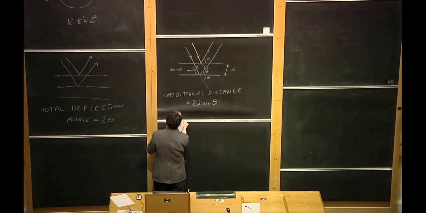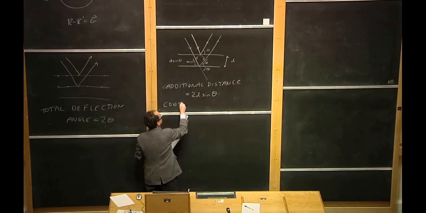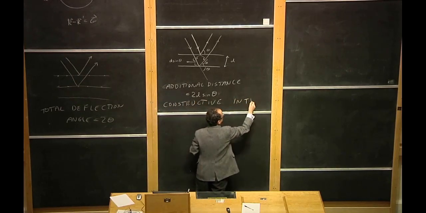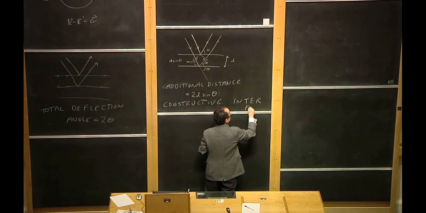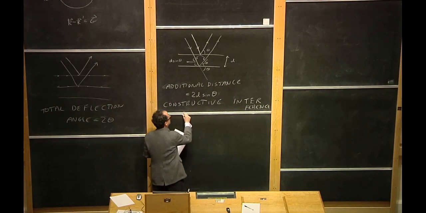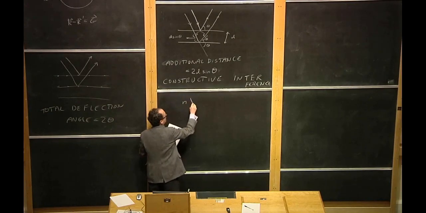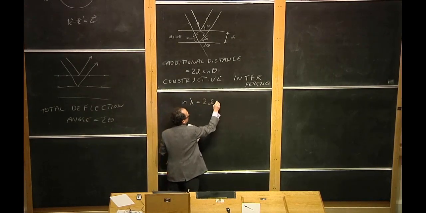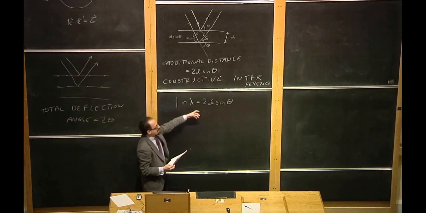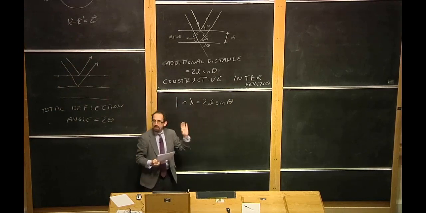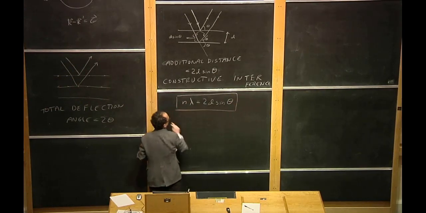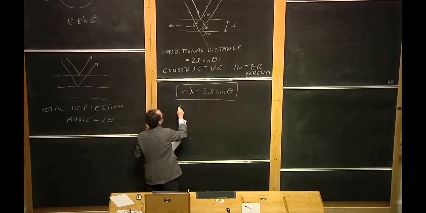To get constructive interference, I think as the term goes on, my writing gets worse. So what we get is n lambda equals 2d sine theta. So you have to have an integer number of wavelengths contained in that extra distance. Does that all look familiar from previous years? Yeah, okay. So I'll put a box around it because it's an important equation. This is known as the Bragg condition.